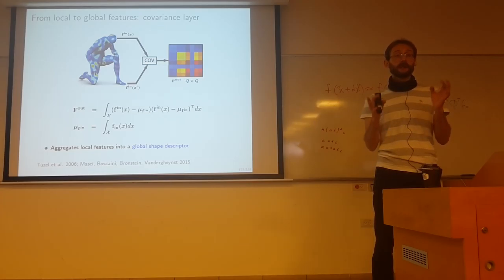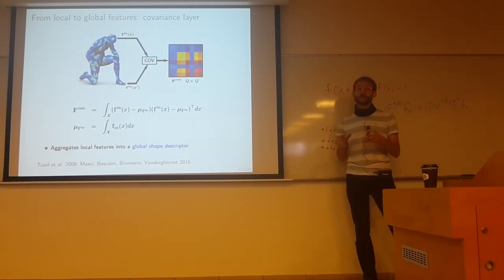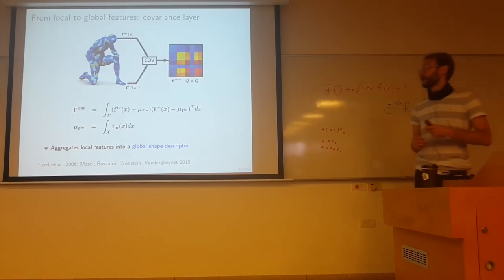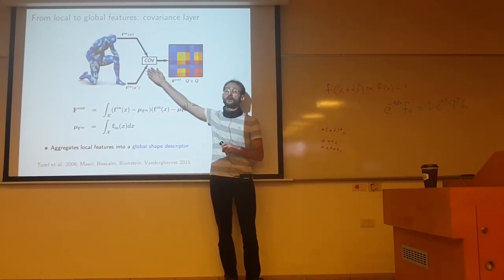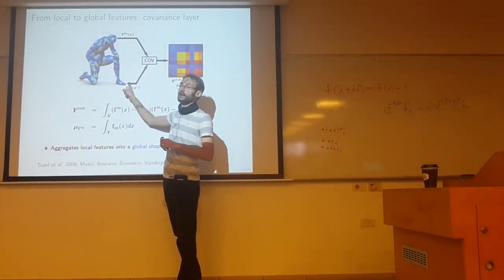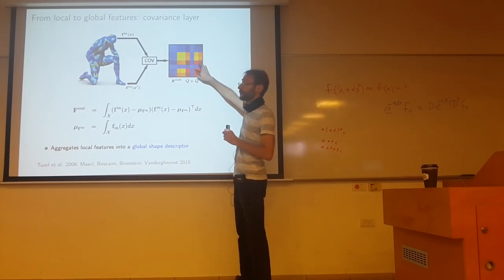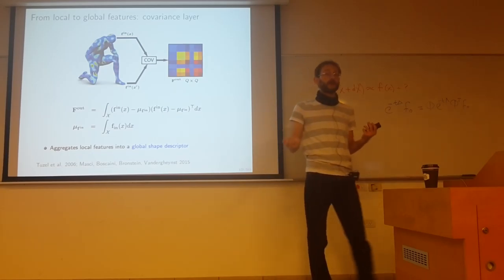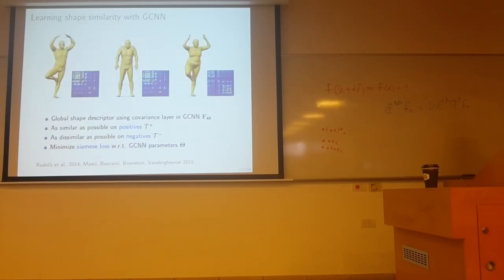Now, the third application is, so far basically we didn't do any pooling, right? We wanted to create a descriptor for each point on the shape. In some cases, we want to create a descriptor that holds for the entire shape, if you want to classify shapes. There are several ways of doing pooling. The simplest way, which we used in this paper, was to compute a covariance. The network until some point produces features at each point. We compute their covariance matrix, and this is our descriptor. At this point, we lose all the geometric structure. It's a kind of pooling that aggregates all the local information.